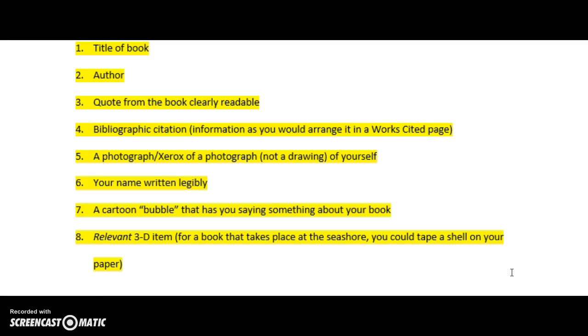Okay, so these items that you see, numbers 1 through 8, are going to be included on your poster that will be hung up in the classroom. If you have any questions, bring them to class tomorrow. Jot them down now so you don't forget, and then bring them to class because you'll have class time to work on these.